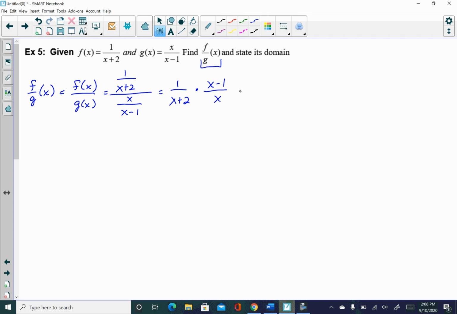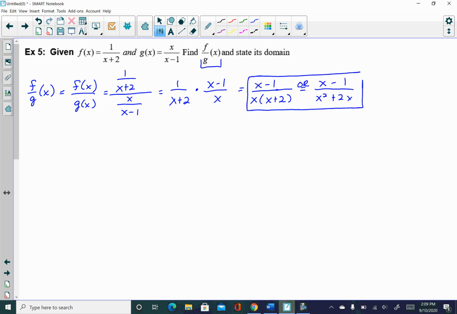And now, when you multiply fractions, you just multiply straight across. So 1 times anything up top is just itself. So you have x minus 1 up top. Then on the bottom, you can distribute this, or you can just leave it like this, x parentheses x plus 2. Or if you distribute, it would be x minus 1 over x squared plus 2x. Either one of those would be fine. Okay, now let's go back and focus on the domain.